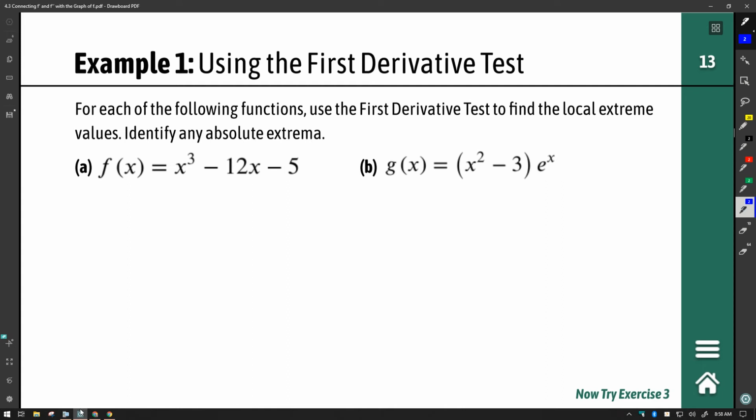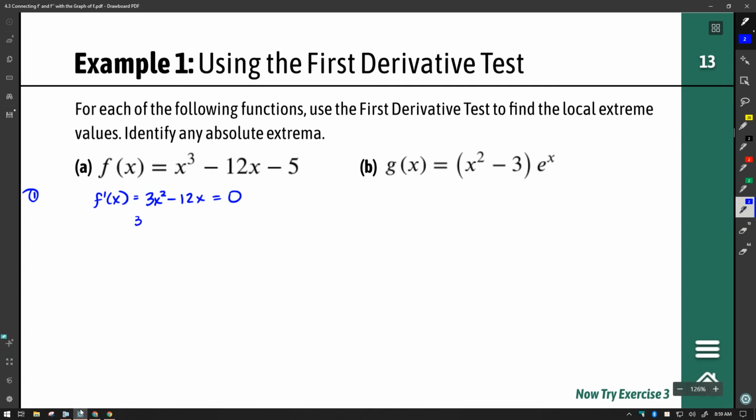So let's start with part A. f of x is x cubed minus 12x minus 5. Step 1, we want to find any critical points. So let's go f prime. That's going to be 3x squared minus 12x. Critical values are where the derivative is 0 or undefined. It's possible this is 0. Let's go ahead and solve.